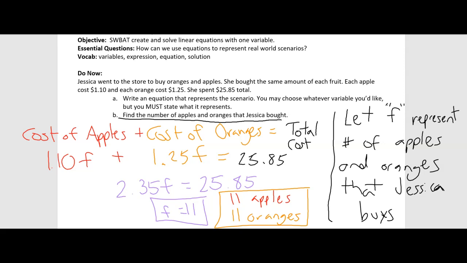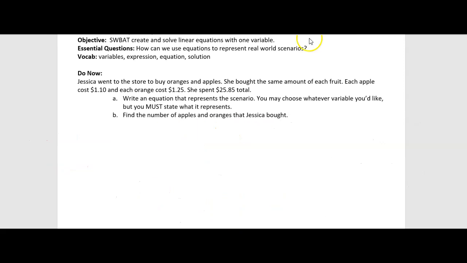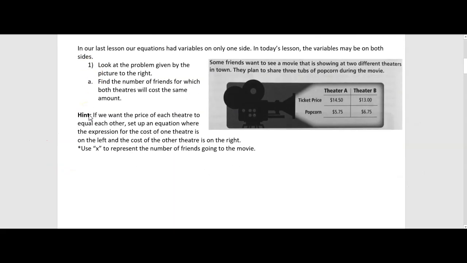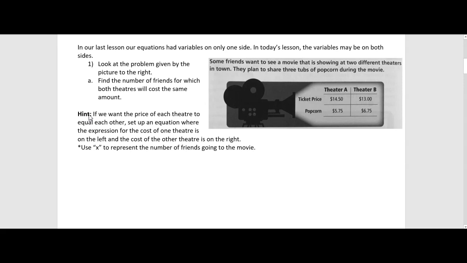All right, let's jump into the new stuff for today. So it says in our last lesson, our equations had variables on only one side. In today's lesson, the variables may be on both sides. So we need to look at the problem given by the picture to the right, and then we'll talk about what we need to find.